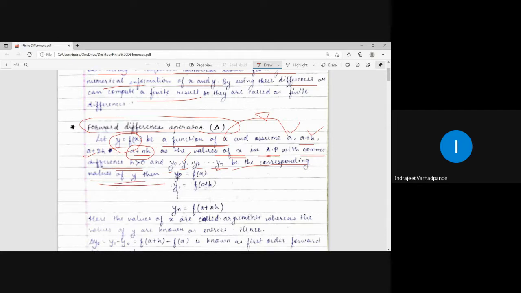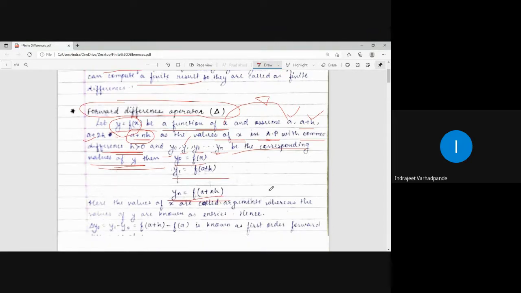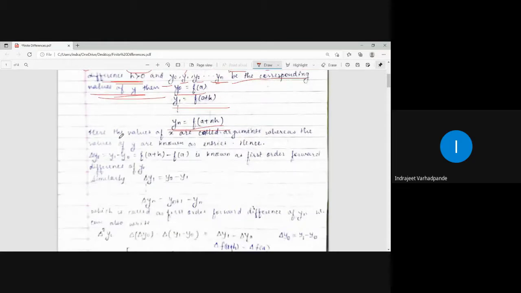Then y0, as I said right now, will be f of a, y1 will be f of a plus h, y2 will be f of a plus 2h. In general, yn will be f of a plus nh. Here, the values of x are called arguments, whereas the values of y are known as entries.